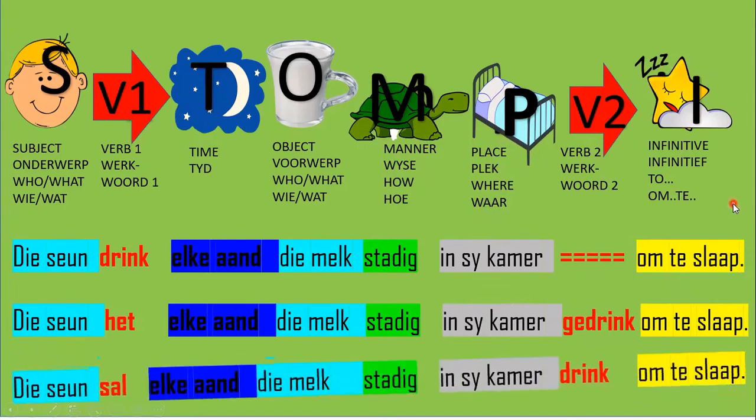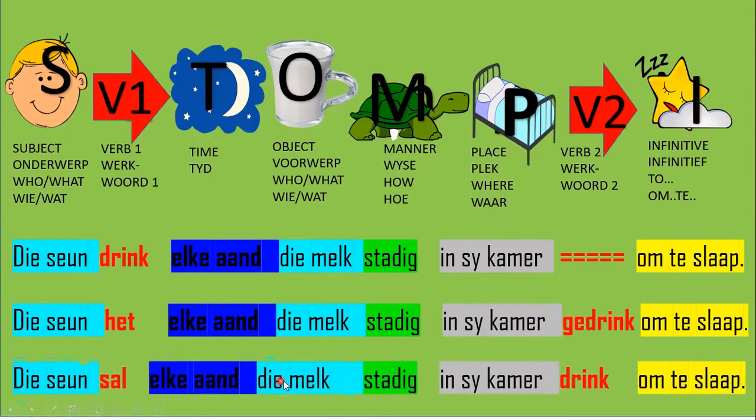Let's do another sentence. Die seun sal elke aand die melk stadig in sy kamer drink om te slaap. Now, everything remains the same except for sal. You see sal and drink. So in this instance, everything remains the same except for the two red verbs. Now, there's a lot going on in this picture. You just stay focused, en onthou die kleure. When you remember the colors and the pictures that go with the colors, you can't go wrong.